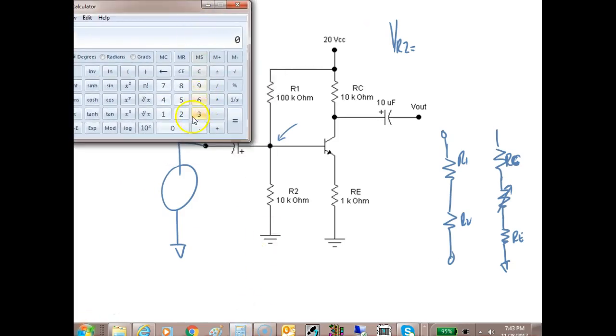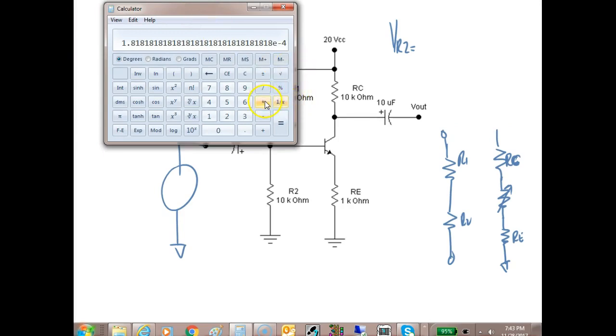So this is going to be 20 volts. 20 volts divided by 110 times 10 to the third, 110K. Okay, so it's going to be equal to this. Then I'm going to take this and multiply it times 10K. And I come up and get 1.8 volts. I don't know where y'all are coming up with y'all's answer.